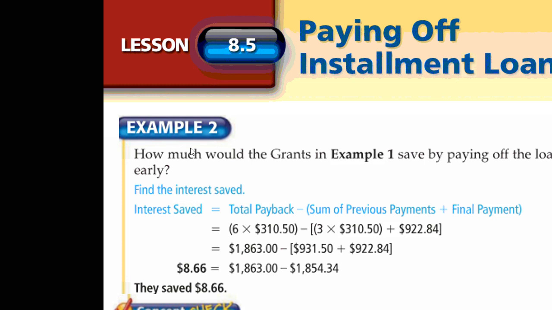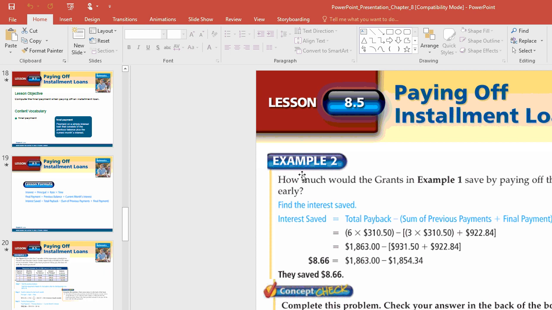So that's $310.50 times the six payments we would have made, which is $1,863. So when I subtract the $1,863 minus the money I've put in, $1,854.34, we see that we save $8.66 by paying it off early. Okay, we're going to give that a try in this next example problem.